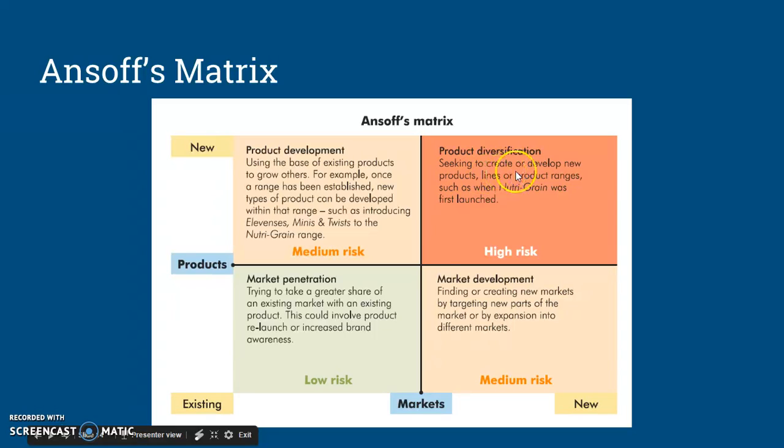Product diversification, seeking to create or develop products, lines, or product ranges. Nutri-Grain was first launched. Nutri-Grain bars, different types of bars, but still a Nutri-Grain bar, but it is a diversified product. Market development, finding or creating new markets by targeting new parts and new target markets of the market by expansion and also into different markets. So new product, existing product, and a different level of risk, products and markets. So by looking at this, there can be a good analysis going on of what is going on with this product and how to introduce a new product into the market.